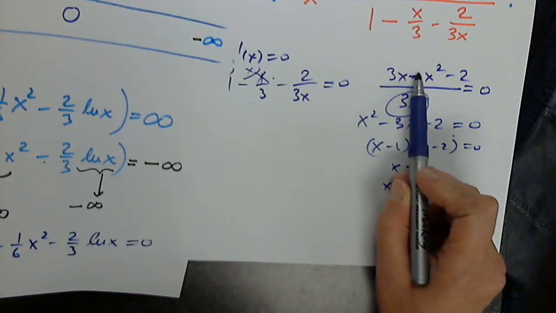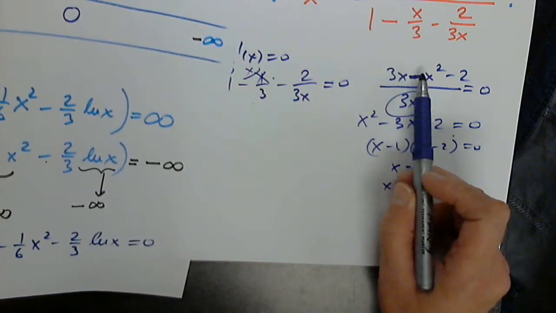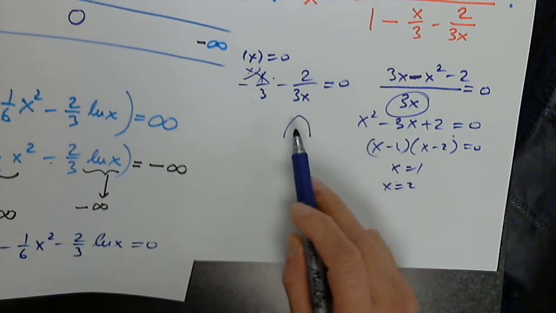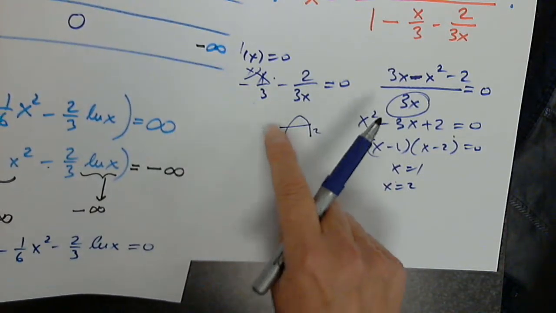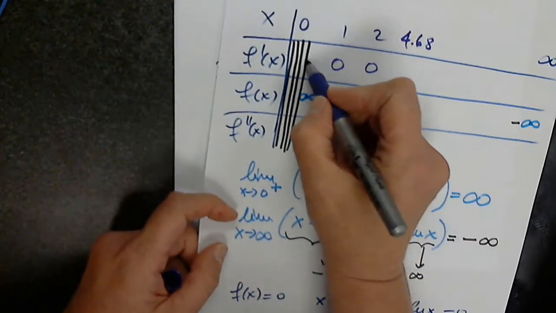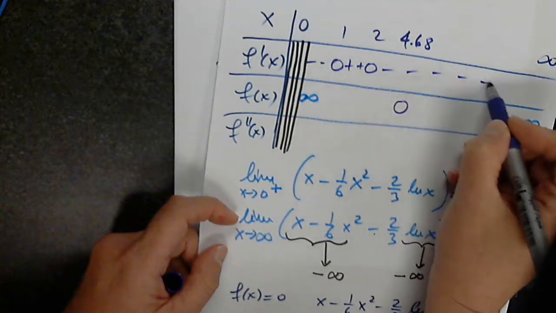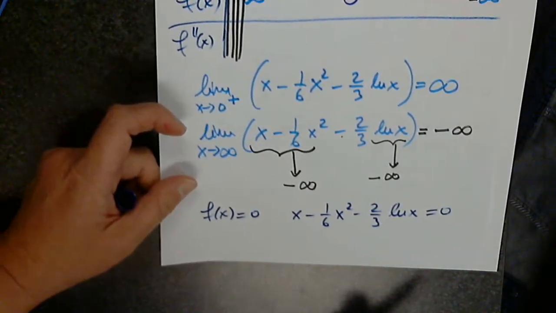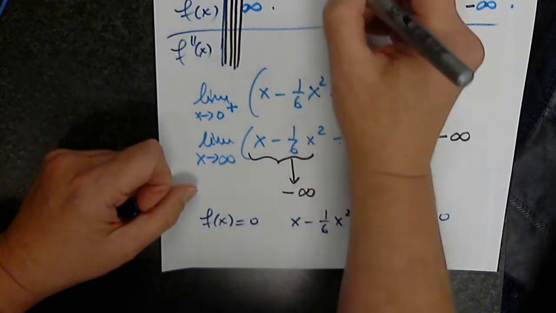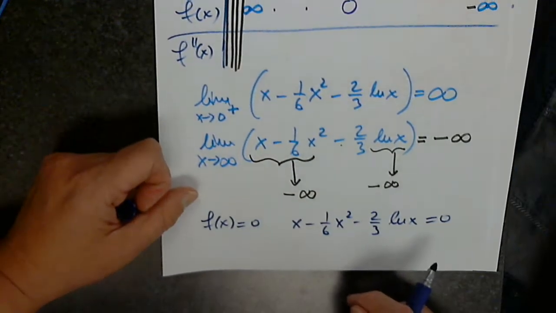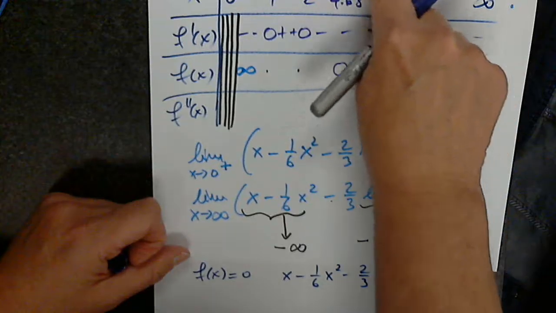I study the sign now. The denominator does not need anything because it's always positive, because x is between 0 and infinity. So I'm only looking at the numerator. It has a negative leading coefficient. It's a quadratic function. It looks like this, and it crosses at 1 and 2. So it's negative, positive, negative. Or you plug in a number.